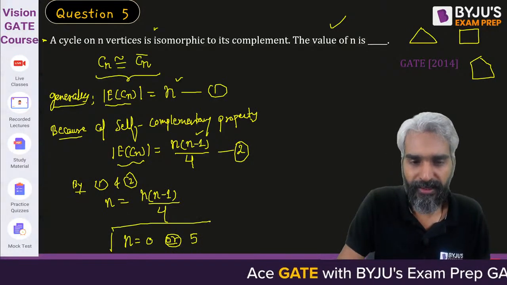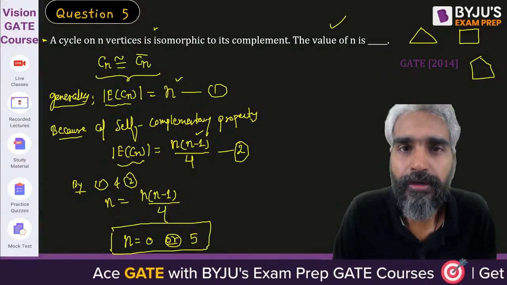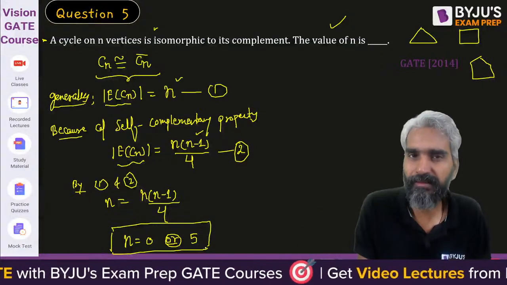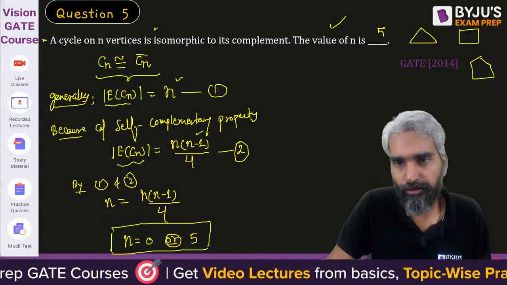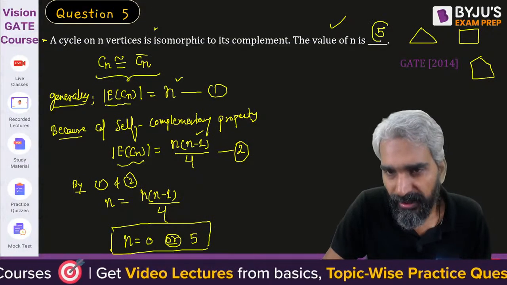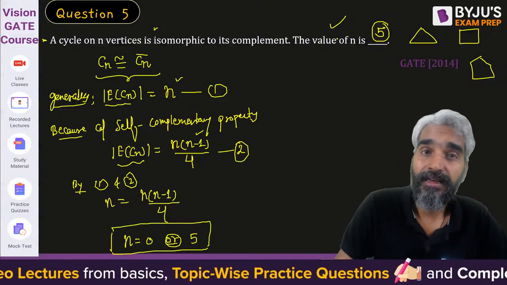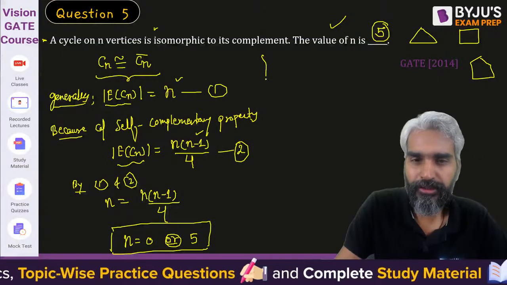Sir, with n equals 0, it is not a graph, it's an empty graph. There is no complement for that, nothing is defined for that, right? So what will be the exact value? The value of n has to be 5, so the cycle graph with 5 vertices is self-complementary.